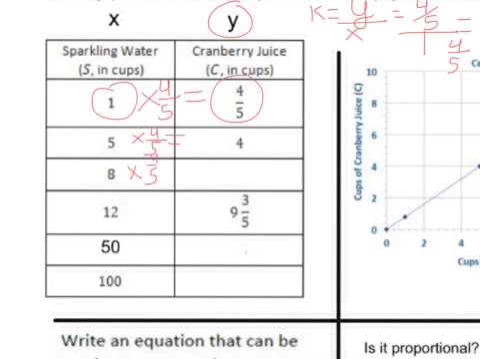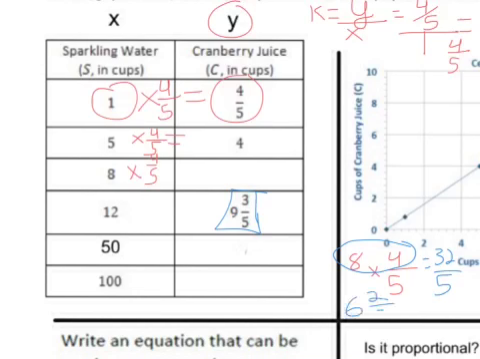So we're going to multiply 8 times 4/5. 8 times 4 is 32. That's over 5. And we can convert that into a mixed number, just like we have here. So let's convert that into a mixed number. How many times does 5 go into 32? Well, 5 into 30 would be 6 wholes, and then we're left over with 2 over 5. So 6 and 2/5.